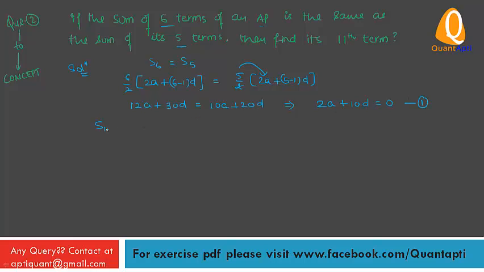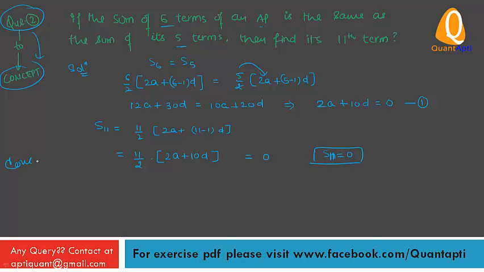Now for S11, 11 by 2 into 2a plus 11 minus 1 into d, or we can say 11 by 2 into 2a plus 10d. The value of 2a plus 10d is 0, then the sum of 11 terms is 0. S11 is equal to 0. So there is a concept that we have found from this question.